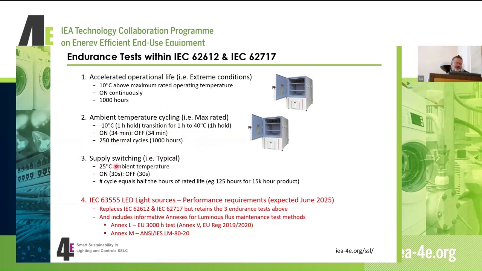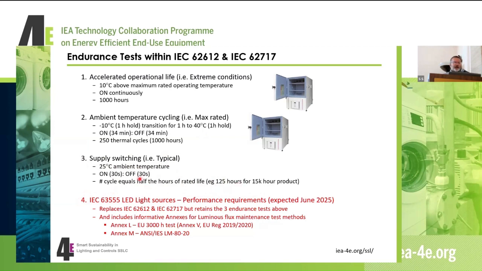The final one is a switching test, where it is effectively just switched on and off at 30-second intervals. And the number of cycles is half of the number of hours of lifetime of the product. So for instance, if we have a product that has a 15,000 hour lifetime, then half of 15,000 is 7,500. So therefore we switch it on and off 7,500 times. And in that example, that's about 125 hours to do that. If it's operating at the end of it, it passes.